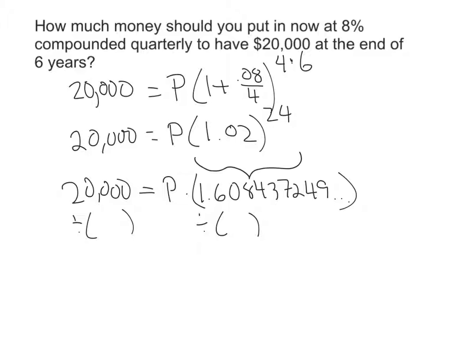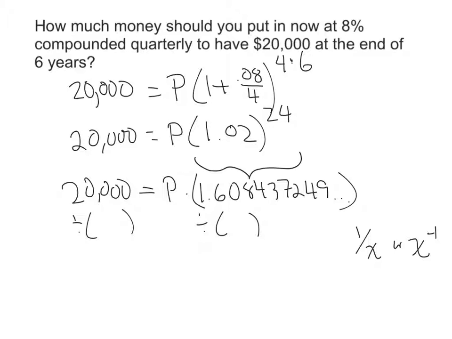Or you can hit the 1 over x or the x to the minus 1 key when you've got this, what 1.02 to the 24th is, which is 1.6084 and so on. When you hit the 1 over x or x to the minus 1 key, you have the reciprocal of it in your calculator held exactly. And then since dividing by 1.60 and so on is the same as multiplying by its reciprocal, that's true of any number, divide by it is like multiplying by its reciprocal, we could simply multiply 20,000 by the reciprocal.